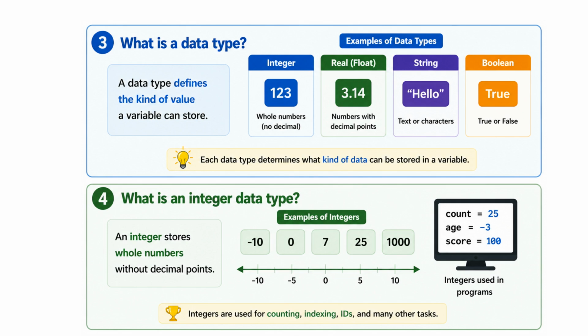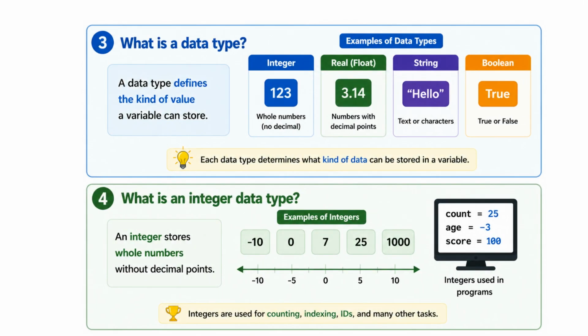Now let's learn about data types. A data type defines the kind of value a variable can store. Different types of data need different data types. The first example is integer. Integers store whole numbers, like 123, without decimal points. The second type is real, also called float. These store numbers with decimal points, like 3.14.